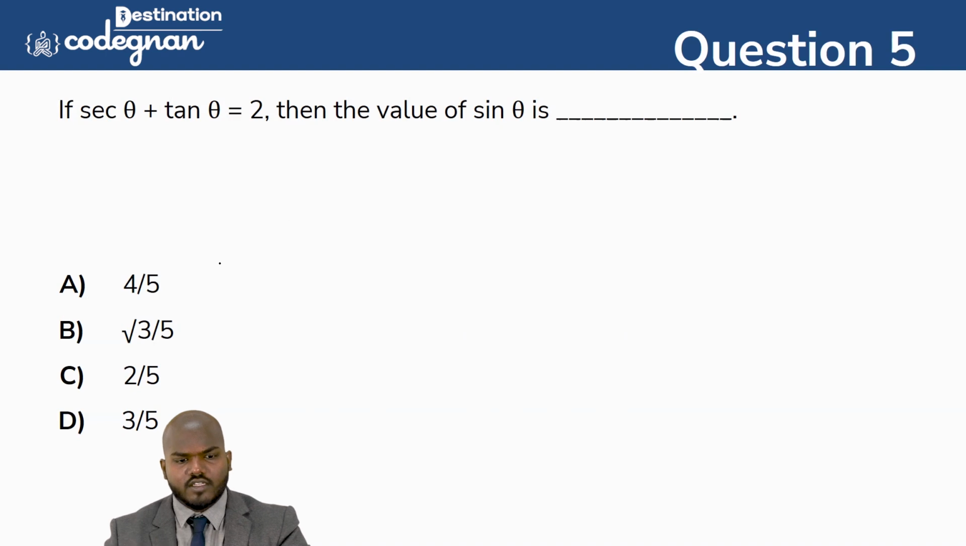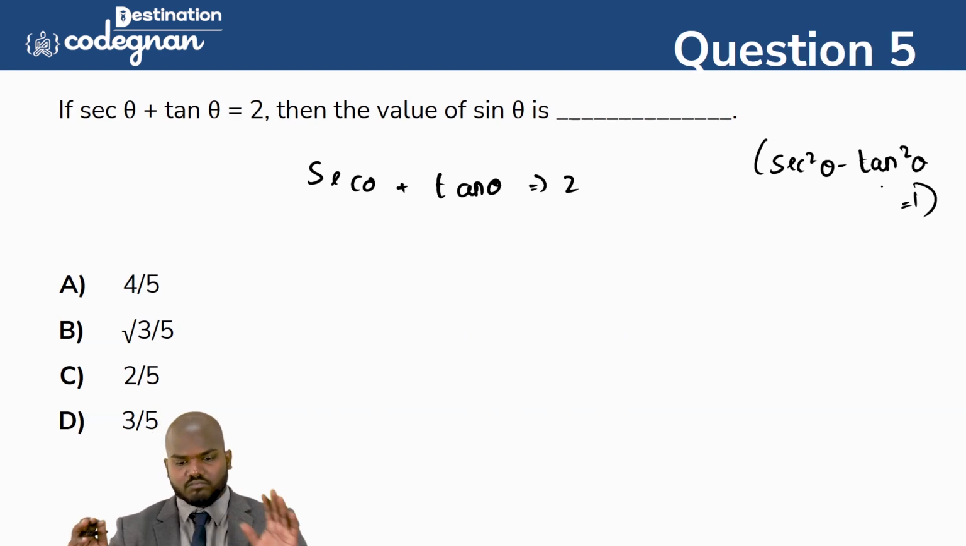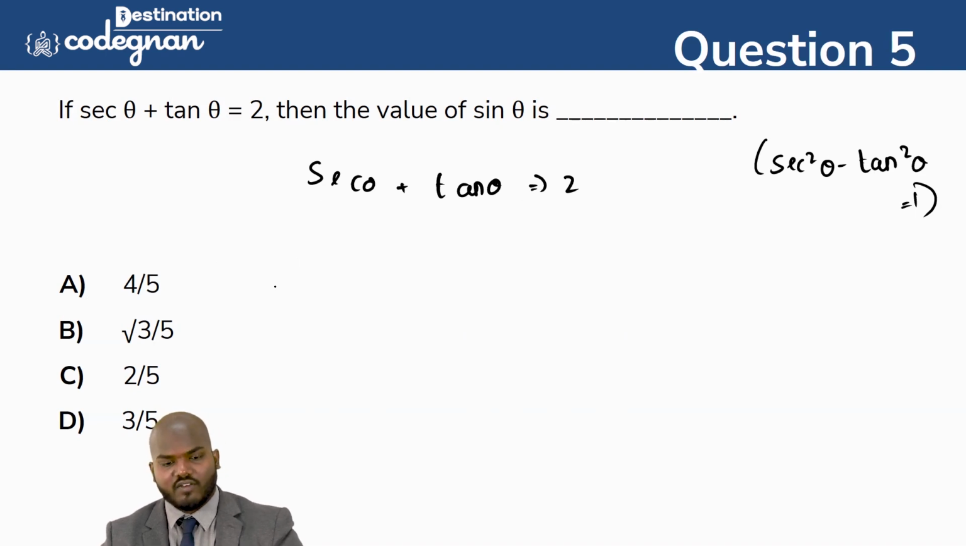You need to know the basic formulas, it is very mandatory. So going onwards, I can write it as secant theta plus tan theta is equal to 2. You need to know one formula, that is secant square theta minus tan square theta is equal to 1. This formula you need to know. So if I derive the formula, that is secant square theta and that value.